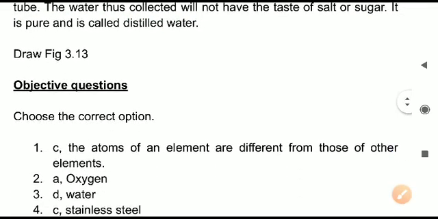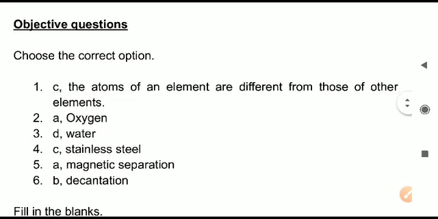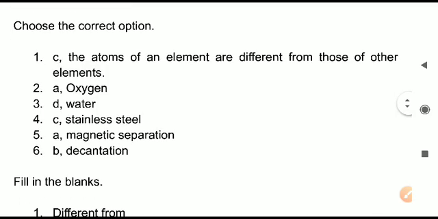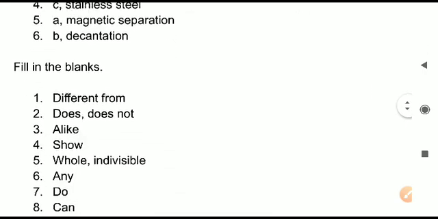You have to draw figure number 3.13. You can see it in the book; if this question is asked in the exam, you have to draw this figure along with the answer. Here is the book exercise. The exercise of chapter number 3 is given here. You can refer to this one time. If any answer you have not written, you can note it down.